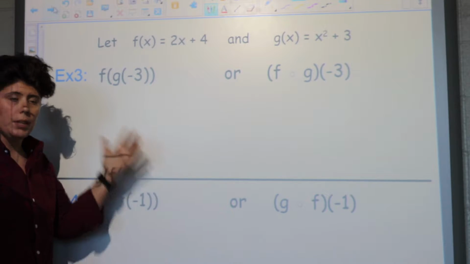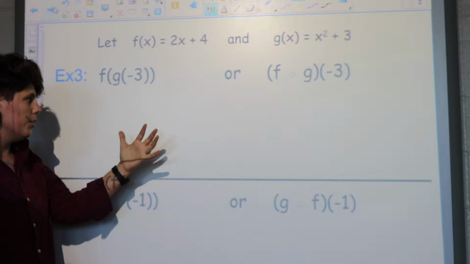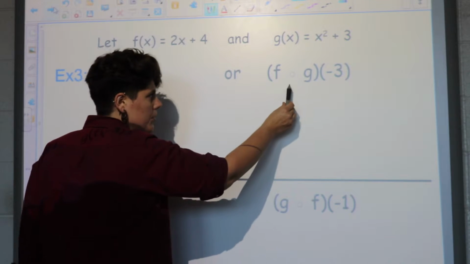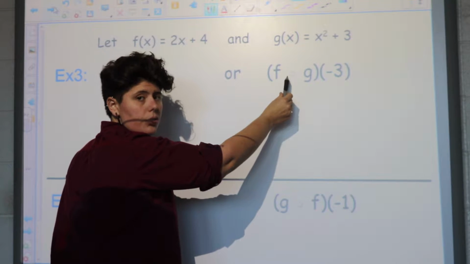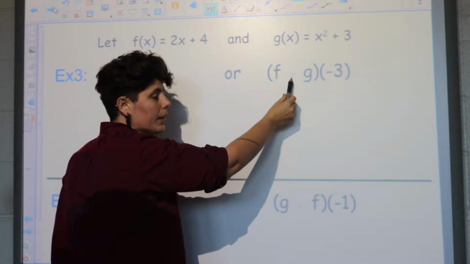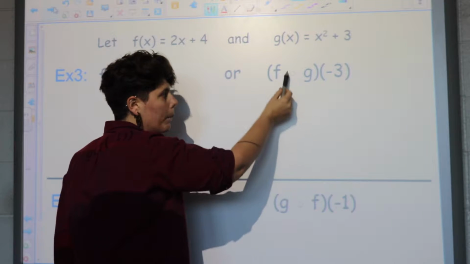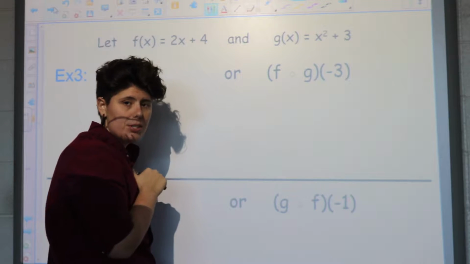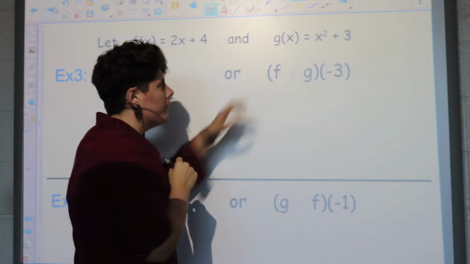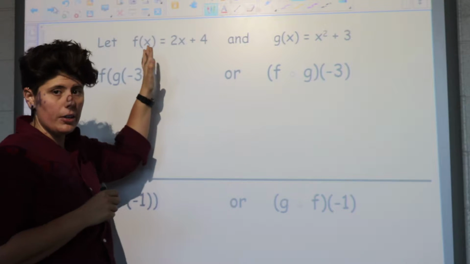Here's the new part. Here's the new thing. Pay attention. This open circle. If you see a closed dot, if it is filled in black, that means multiplication. However, the open circle is called a function composition. That means we're going to take one function and put it into another function.